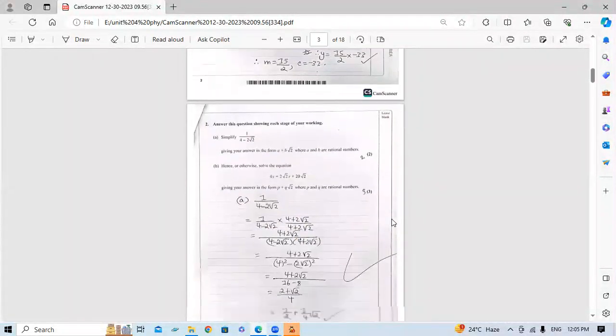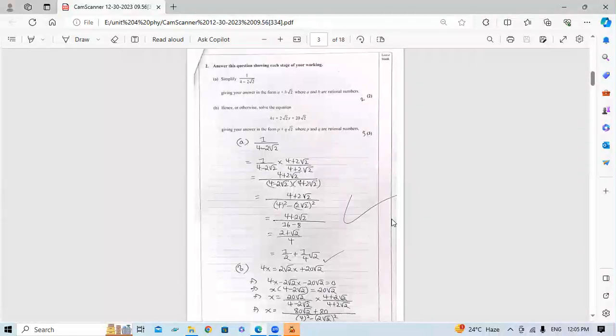Okay, then move to number 2. In number 2a, it has been asked to simplify 1 divided by 4 minus 2 root 2, giving your answer in the form a plus b root 2, where a and b are rational numbers. So a and b must be rational numbers.